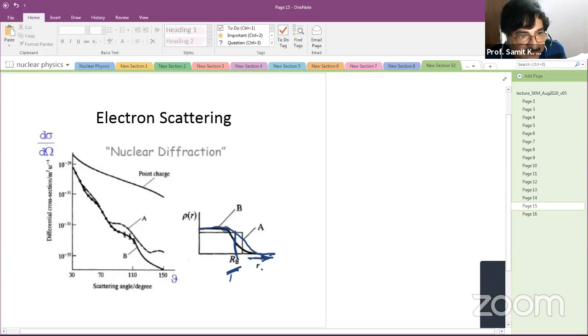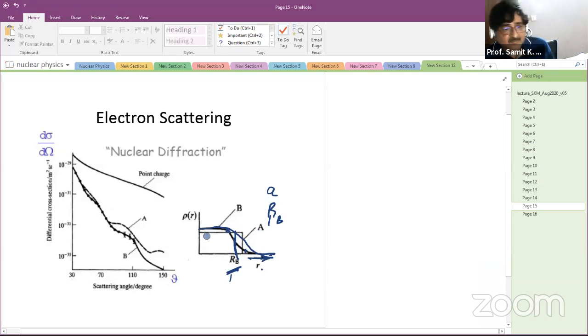And from 10% to 90%, from here to here, is called the diffuseness of a particular nucleus, or the diffuseness parameter. The other, this R, is the radius of a particular nucleus. And obviously this distance can be called the strength of this particular distribution as far as the nuclear phase is concerned.